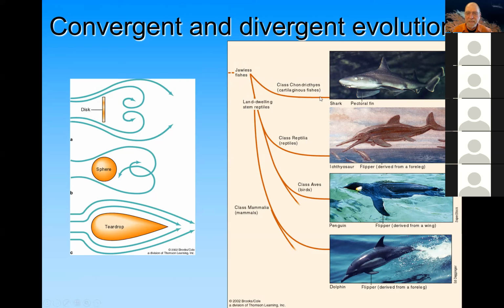So the class Chondrichthyes, which are cartilaginous fish, you know them as sharks and rays. And then from this original ancestor came land-dwelling stem reptiles, so ichthyosaurs, dinosaurs, and the surviving dinosaurs that we have on the planet today are birds. So birds are direct descendants of dinosaurs. Mammalia, we're all mammals, and we've derived from these different ancestors. So that's the divergence of evolution from a single ancestor, multiple different pathways. So that's divergence from this single ancestry.